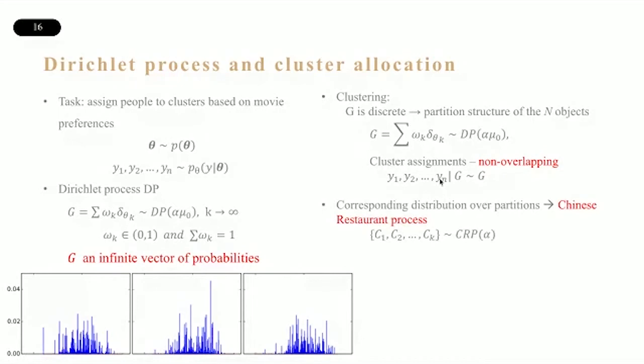The result that I get after this procedure is clusters that have objects in them. They are non-overlapping, so each object is assigned to one cluster and only one. And I call the corresponding distribution over the partitions, over the clusters, which now assume that the number of clusters is K, the Chinese restaurant process. The Chinese restaurant process is actually the Dirichlet process repeated in the way that I described, but it defines the distribution over partitions. And this number of clusters can be infinite.